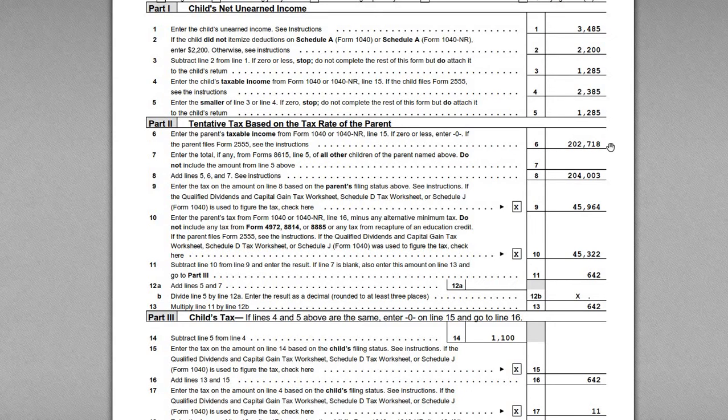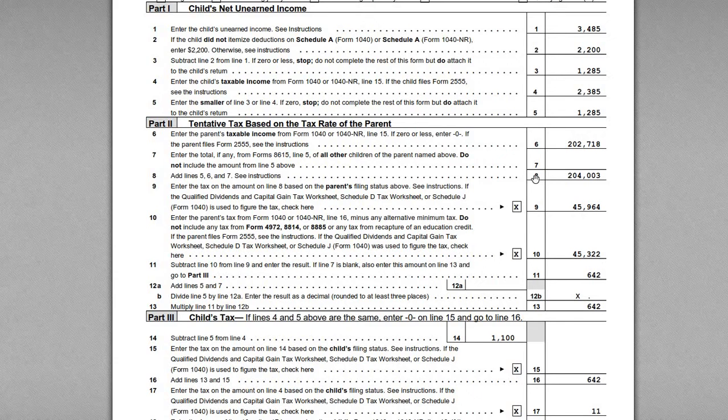$202,718, this is the number that is coming from John's tax return. So that is his taxable income number. And then on line 10, $45,322, that is the number coming from John's tax return. So that's the total taxes he owes. So line 6 and line 10 are coming from John's tax return. And then the rest of the fields are filled in based on the information we have in front of us, okay?